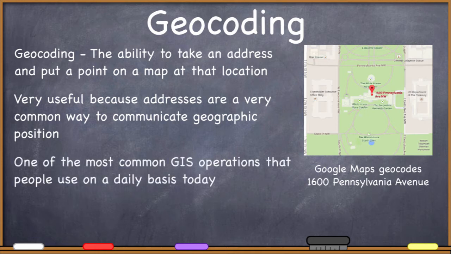So it is one of the most common GIS operations that people use on a daily basis, and because it's so common, because it's on our cell phones, lots of people might not even recognize this as a GIS function. Google Maps is not as robust a GIS in many respects as some other packages, simply because of what it doesn't allow you to do.